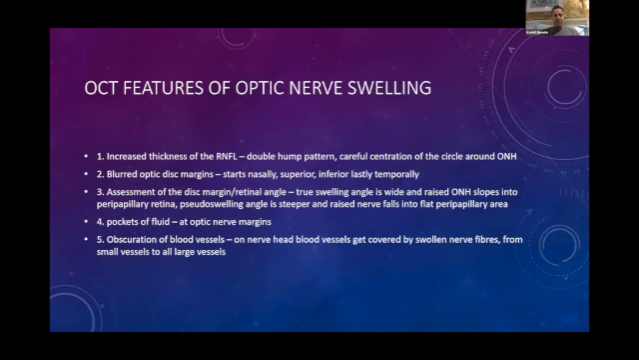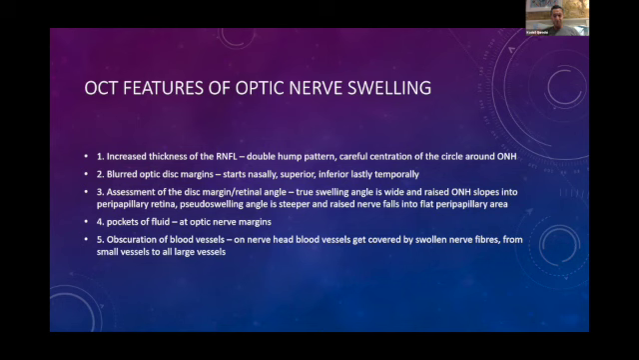OCT features of optic nerve swelling. Those of you who've got OCTs, you would be worried about optic nerve swelling if you've got increased thickness of the retinal nerve fiber layer, so the double hump pattern that you see. But you've got to be really careful that the centration around the optic nerve head is properly placed. If you've got a brilliant package like the Heidelberg with the glaucoma premium, that tends to measure based on where the fovea is, and then it measures very cleverly, so it's almost dead center. But if you're manually doing it, trying to center it, you've really got to be careful where the nerve fiber layer is, particularly if it's a funny tilted disc.